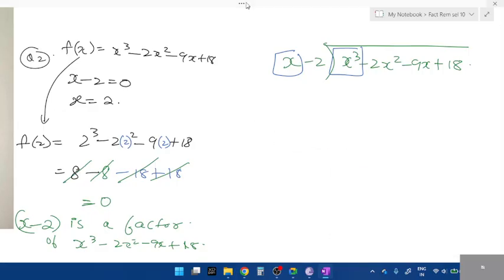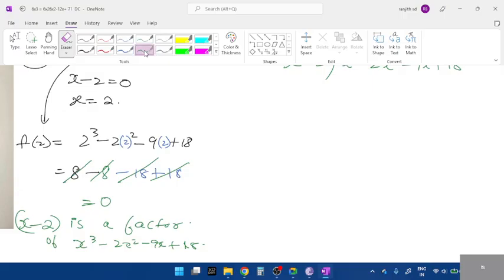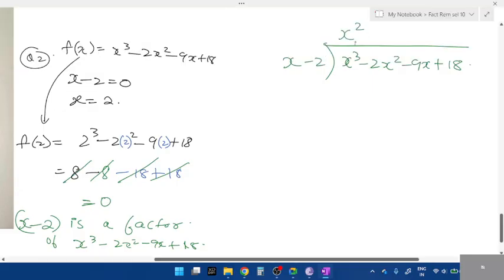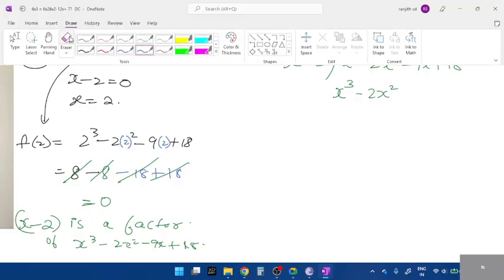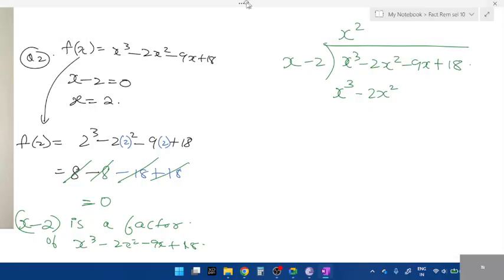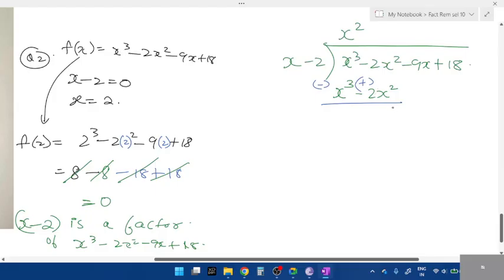All of you concentrate. Definitely you'll get one question for the board exam. It would either be for 3 marks or 4 marks. Okay, so it is x square. After division, multiply these two. What is x square into x? x cube. Minus 2 into x square is minus 2x square. Change the sign. Check whether you can cancel. Both get cancelled, right? So just ignore.